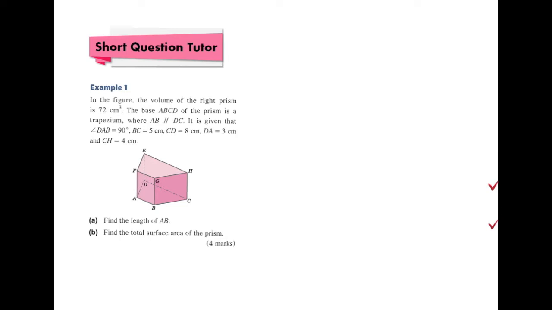In part A, it is difficult to mark the information on the 3D figure, and it is sometimes misleading. So we redraw the 3D figure into a plane figure. First of all, we draw the base, the trapezium ABCD, next to the original figure.